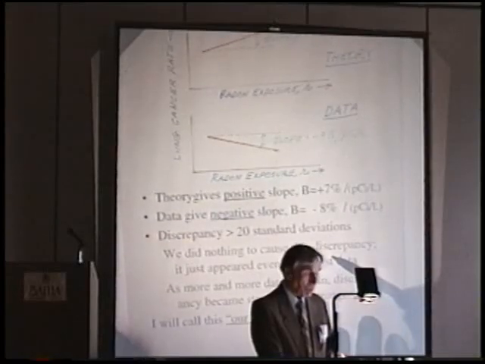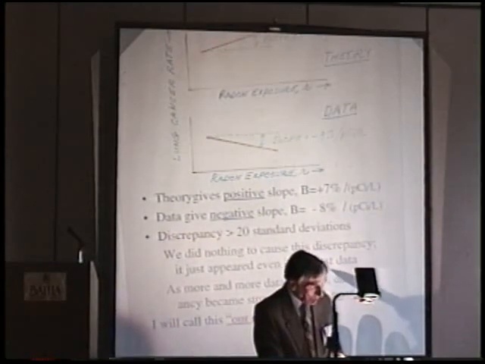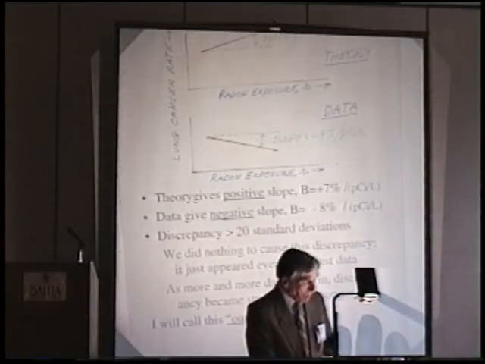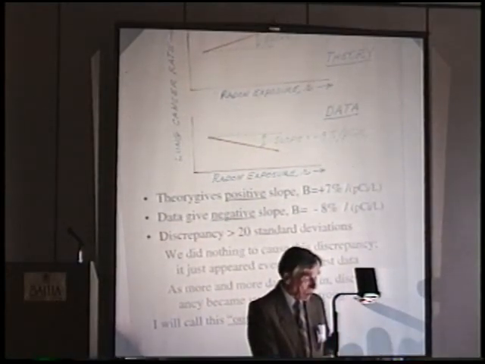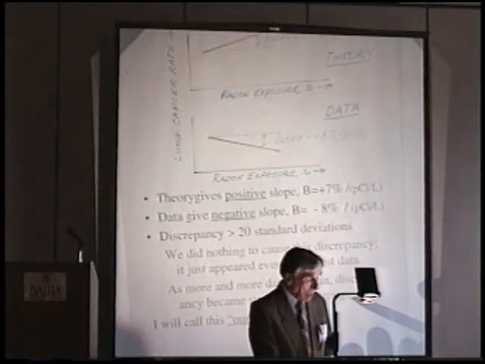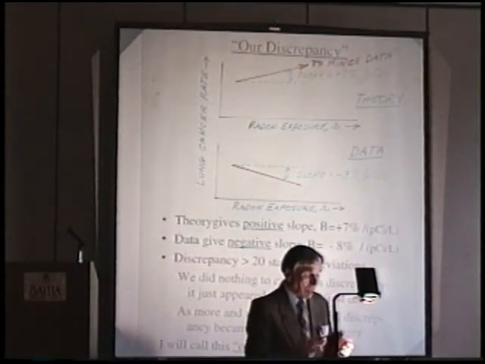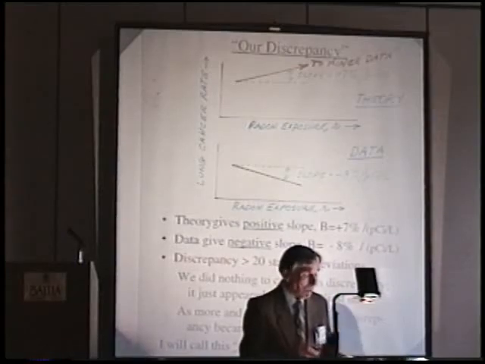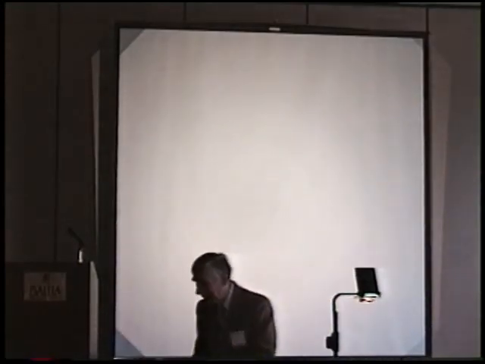Now, as I say, we did nothing to cause this discrepancy. It came as a big surprise to me. It just appeared in the earliest data, and as more and more data came in, the discrepancy became worse, and the statistical significance kept becoming stronger. And this is what I call our discrepancy. So the rest of this talk is about my efforts to understand this discrepancy without abandoning this linear no threshold theory.